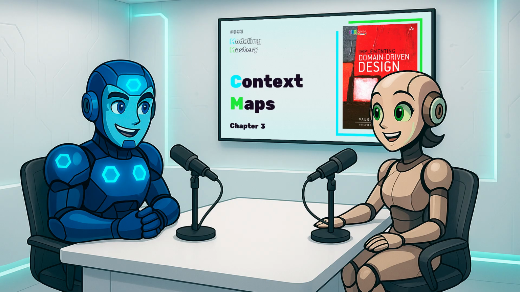The upstream team has influence, whether they intend to or not. Understanding this flow is the first step in strategic design. Once we see this, we can start to define the nature of those connections. Let's start with the most highly collaborative patterns.